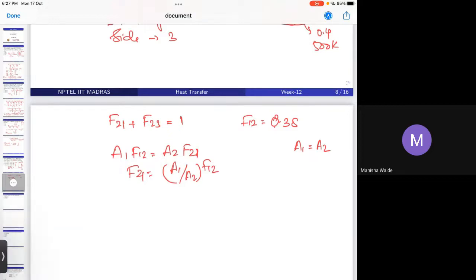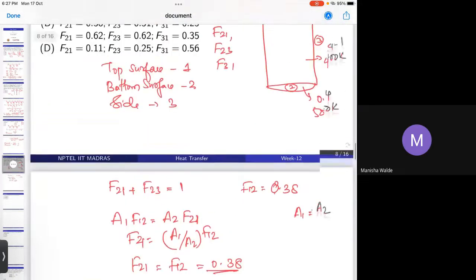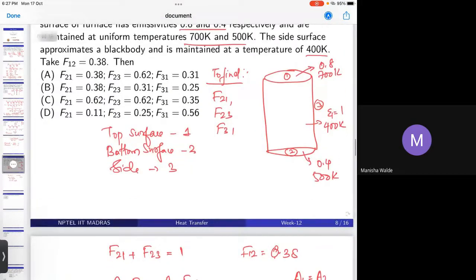So A1 and A2 are the same. So F21 will be equal to F12, which is equal to 0.38. It's already given. Okay. So next, the first view factor we found is F12.